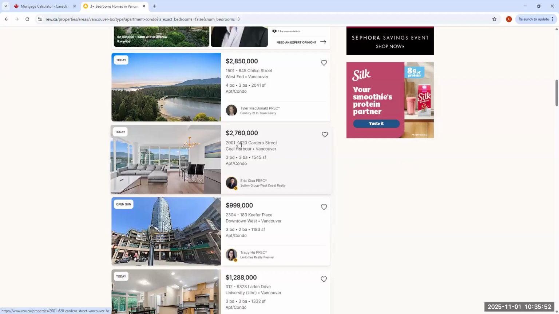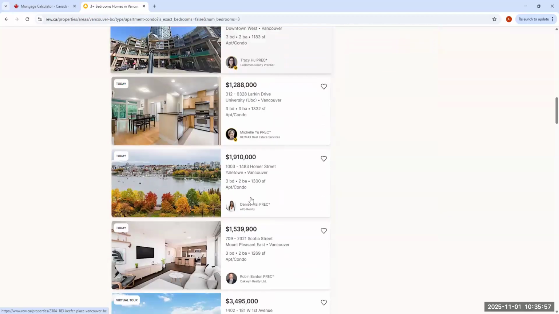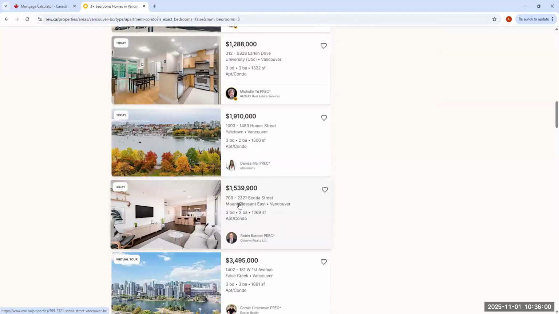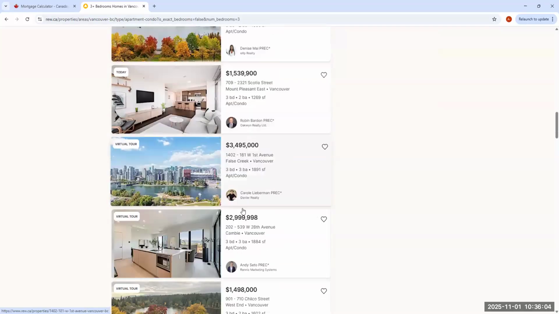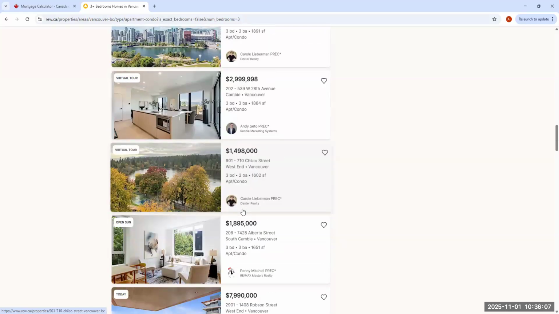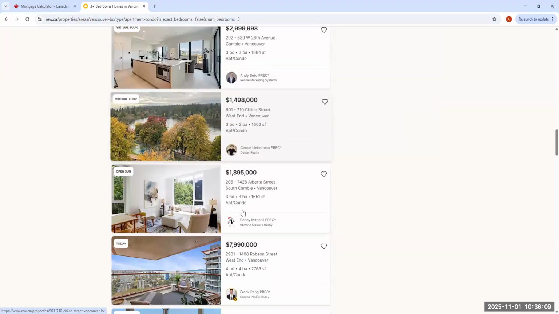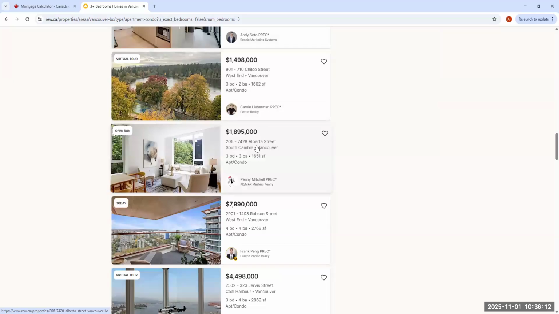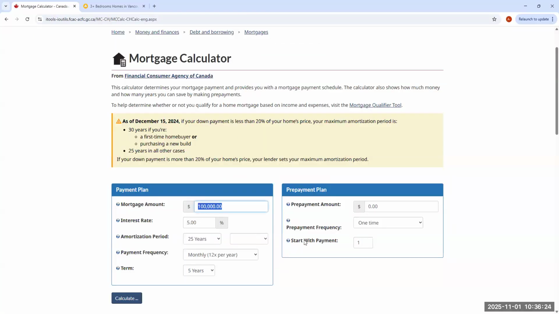Coal Harbour, but this is very, very front line, so I'm trying to find something realistic. Mount Pleasant, East Vancouver, Yaletown, 1,900,000. Which price? Which one are you looking at? Let's stay with this one on Alberta Street, 1,895,123. This is the mortgage that we're looking for. So the mortgage amount is 1,895,123.